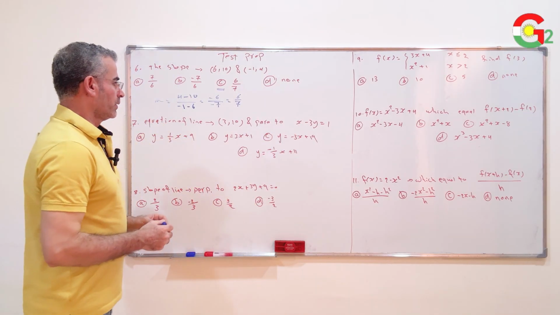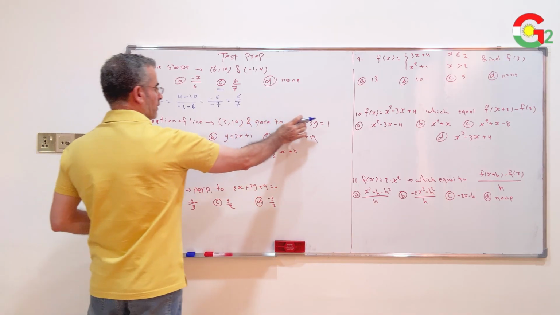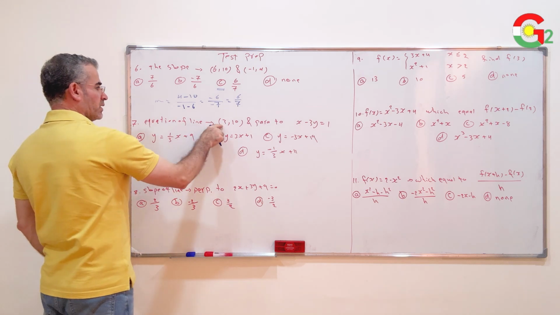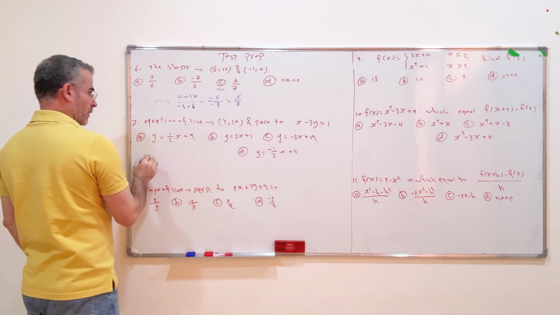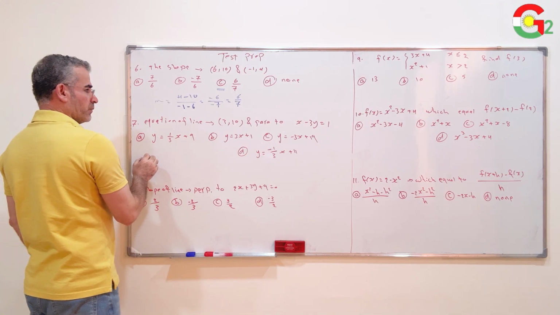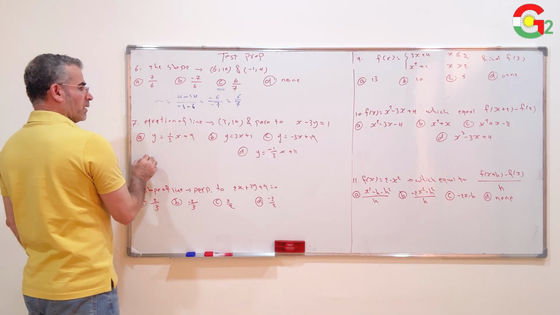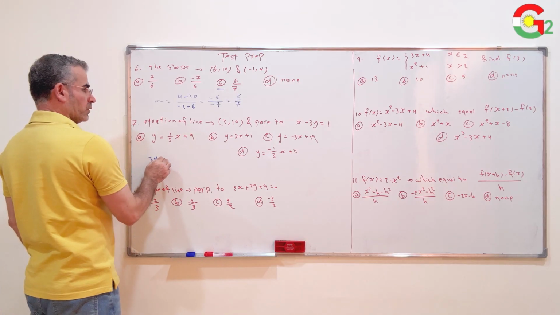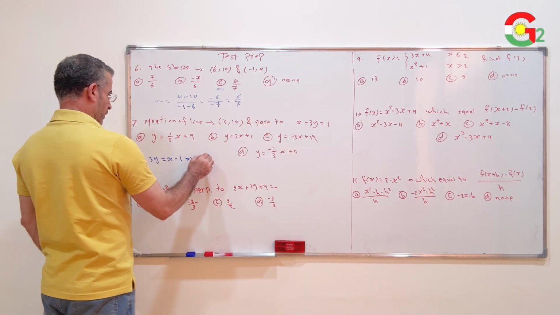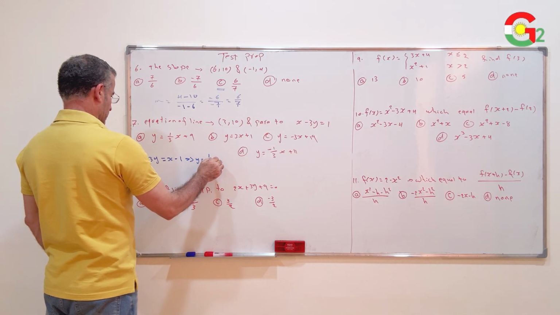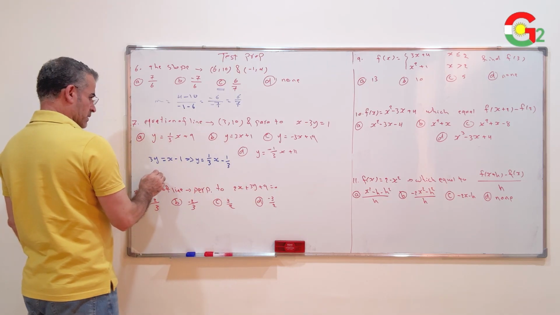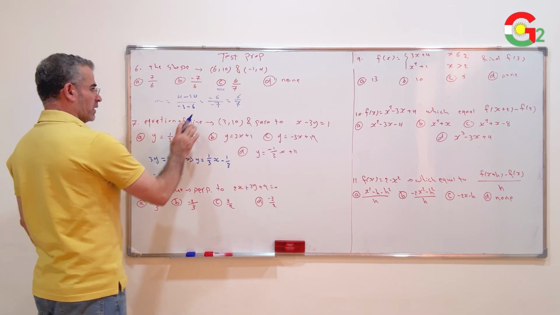Find the equation of the line that passes through the point (3, 10) and is parallel to the line x minus 3y equals 1. Since it is parallel to this line, I must find the slope of this line, and it is equal to the slope of the needed line. Rewrite the equation in slope intercept form. 3y equals x minus 1, then y equals 1 over 3 x minus 1 over 3. Then the slope of this line is 1 over 3, and it is equal to the slope of the needed line.